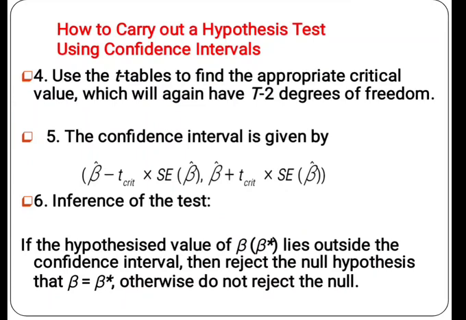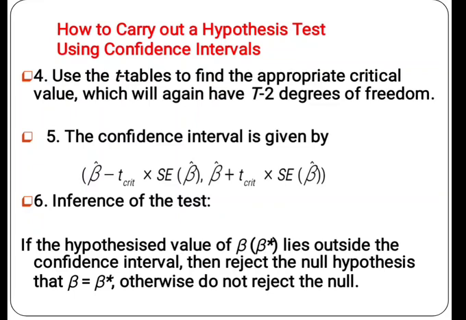If 0 doesn't lie in the range of the confidence interval, then we will state that the null hypothesis is rejected. And when the null hypothesis is rejected, it means that the coefficient is statistically significant and there is a significant relationship between the independent variable and dependent variable.